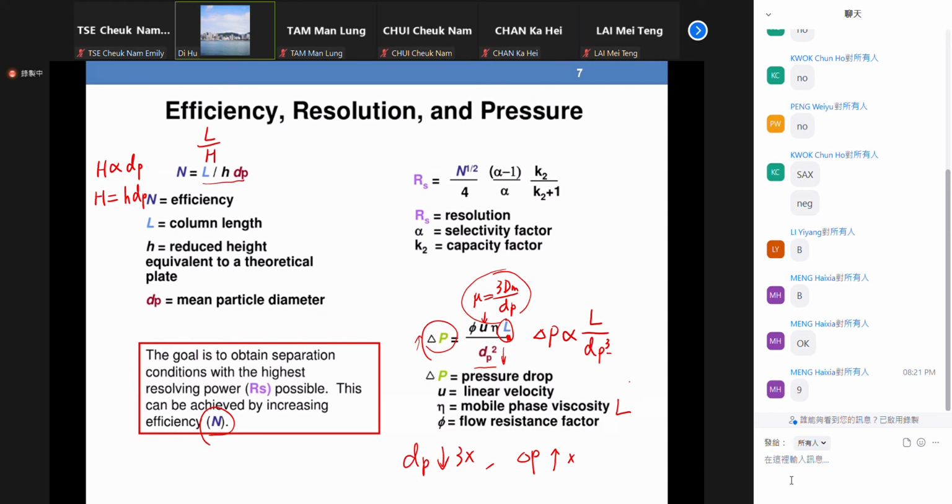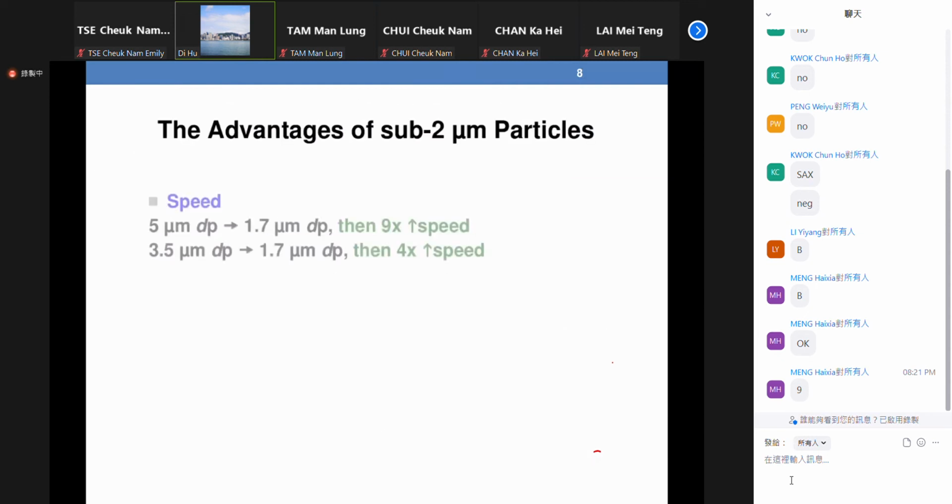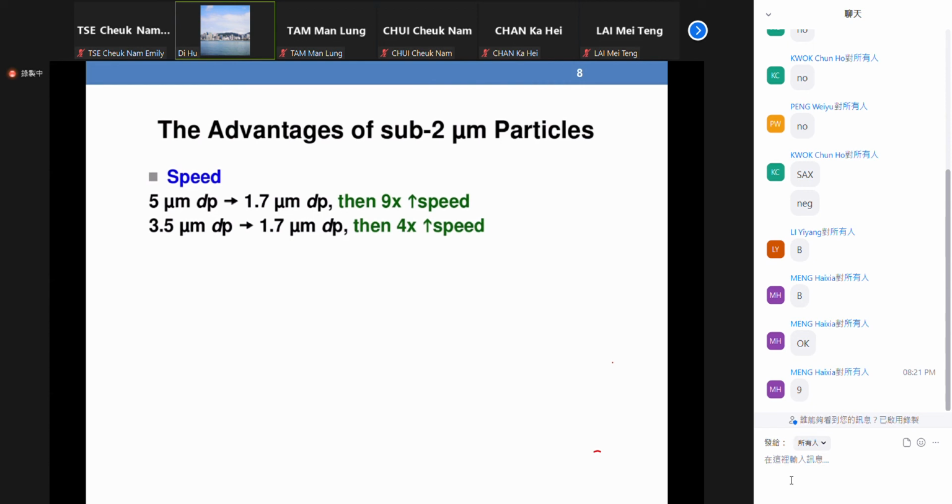Because this is cubed, 3, 3, 3, right? So it will increase by 27 times, okay? Increase by 27 times, if column length L is kept the same. So you can see. And talk about the advantage of this sub-2 micrometer particle.